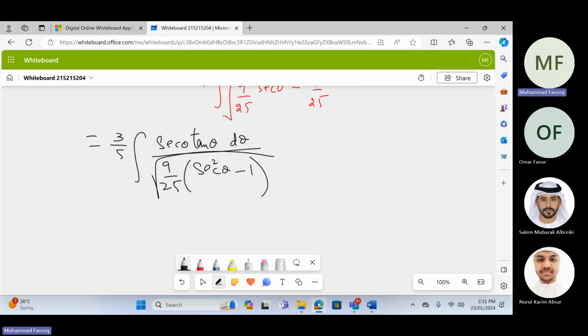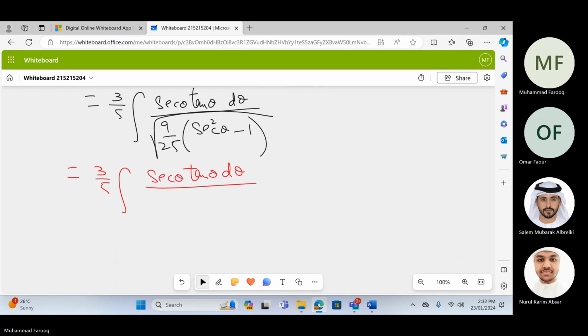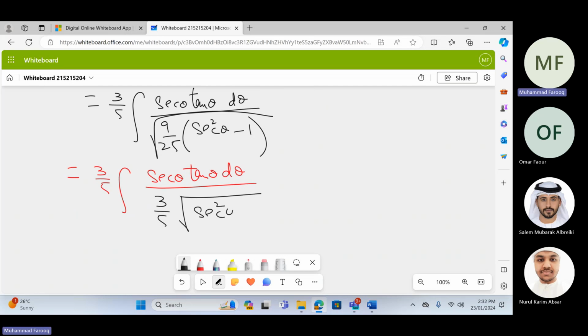So this is 3 over 5 integral of secant theta tan theta d theta, divided by 3 over 5 times the square root of secant squared minus 1, and the 3 over 5 factors cancel out. How much is secant squared theta minus 1? Tan squared. Exactly.